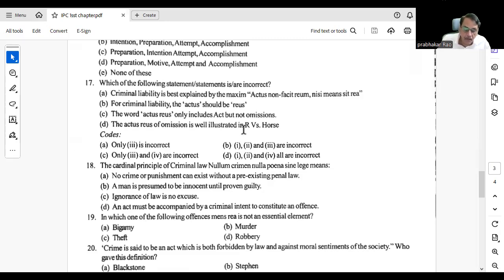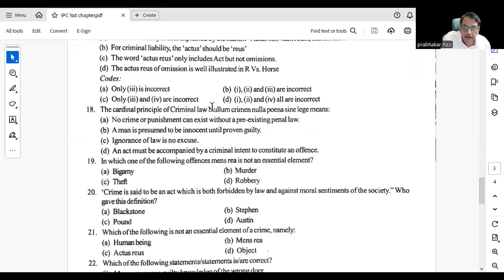A 16-year-old girl was not provided food continuously by her father. Not providing food means it is omission. This is an offense. Similarly, if a jailer does not provide food to the imprisoned person, then it is also an offense. Omission is also a part of the act. That's why offense includes two things: acts as well as omissions. Here the answer is only 3 is incorrect because the word actus reus only includes act but not omission. It is a wrong thing.